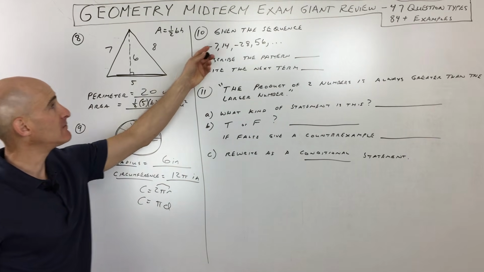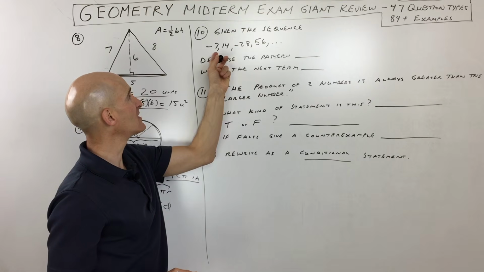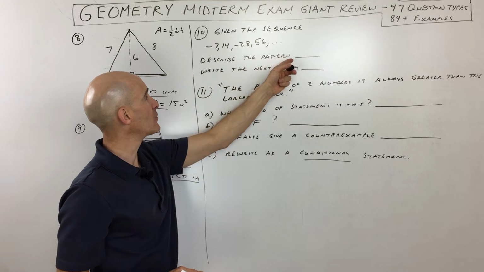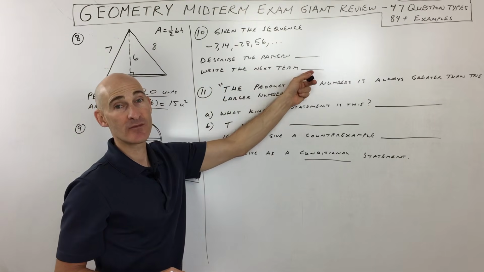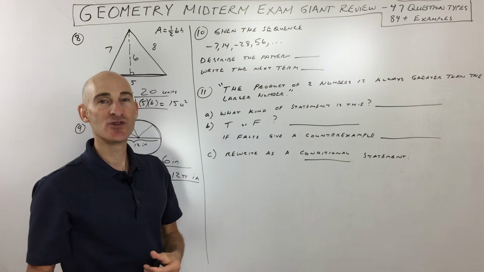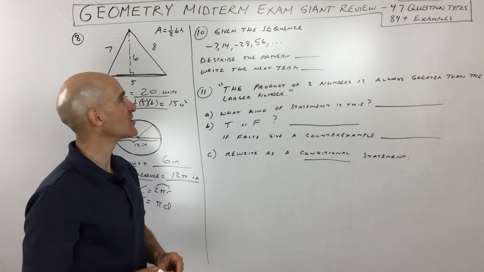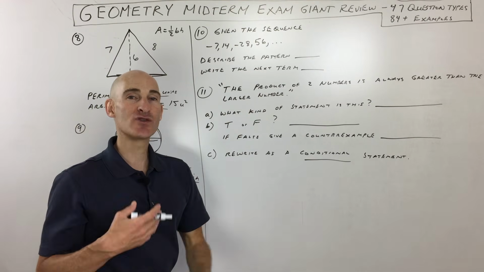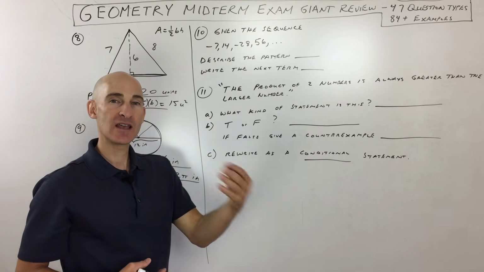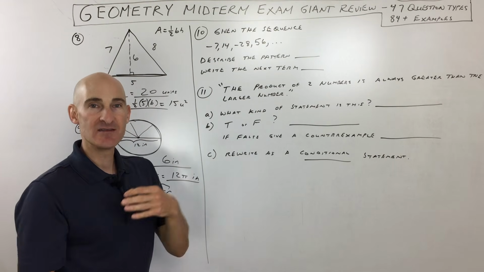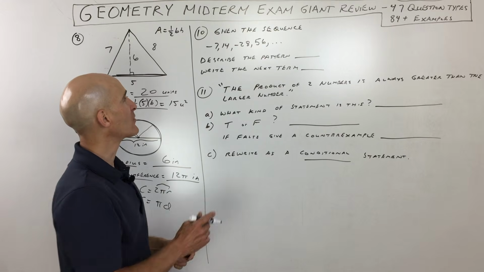Okay, for number 10, it says given the sequence -7, 14, -28, 56, describe the pattern and write the next term in the pattern. Now you might be saying to yourself, well, this doesn't seem a lot like geometry, and they throw this at you in your geometry class, but what this is really testing us on is inductive reasoning. So can you follow a pattern? Can you make a conjecture about what the next point, the next figure is in the pattern, and so on?